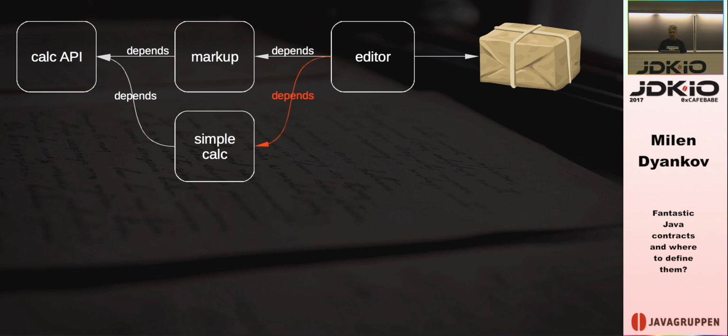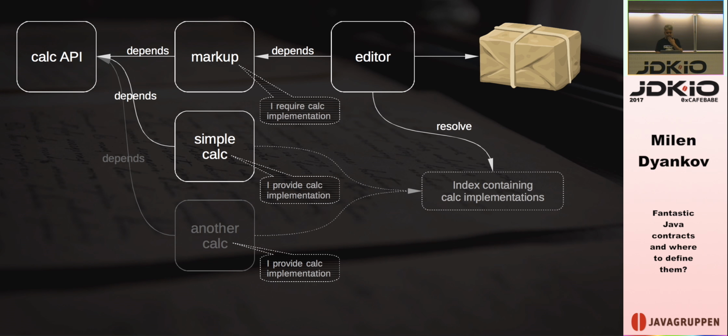So what's the better way to solve that problem? The better way is to introduce contracts, to basically say that markup is not functioning on its own. It needs an implementation of that calculator API, and it doesn't really care what the implementation is as long as there is one.